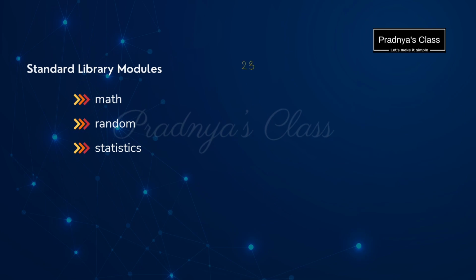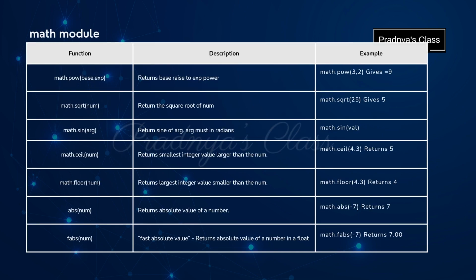According to the syllabus for the session 23-24, out of these three modules, random module is important. But we should be aware of the math module as well as statistics. We have studied these three modules in class 11 too. Let's just look at some of the functions in the math module.